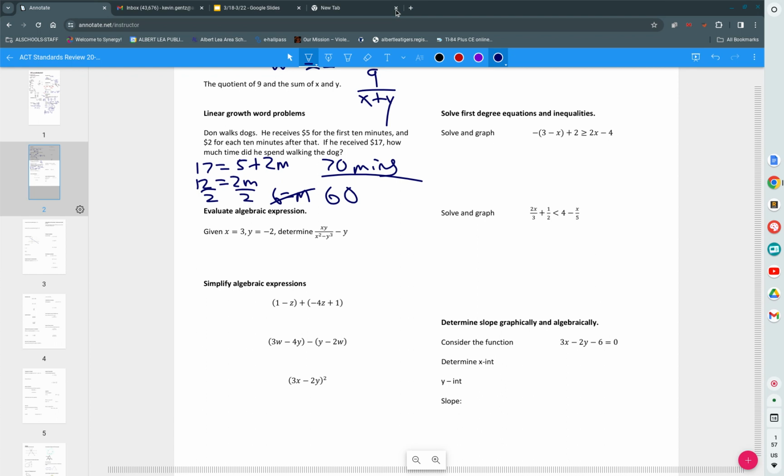Now, another way to think this through as well. Suppose 10 minutes, 20, 30, 40, 50, 60, 70. And you said, well, suppose I just walk the dog for 10 minutes. That's going to cost $5. It's then $2 after each 10-minute session after that. So you got 7, 9, 11, 13, 15, and 17. Notice it's at the 70-minute mark that you get that.